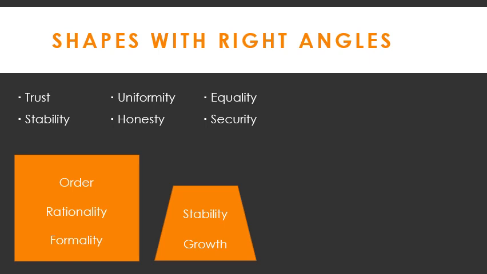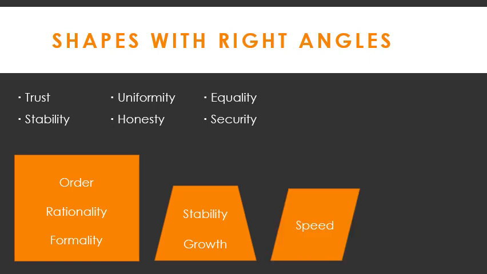This trapezoid, which has a sturdy wide base and a narrower top, is going to really talk about stability and growth. This is a really common shape you might see on some banking logos and different logos that are really about stability. It's a very sturdy shape, right? It'd be hard to tip that guy over.